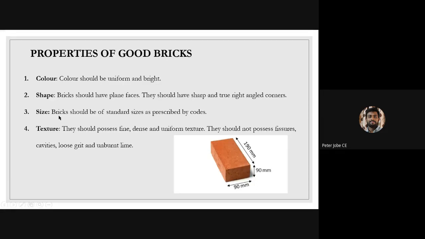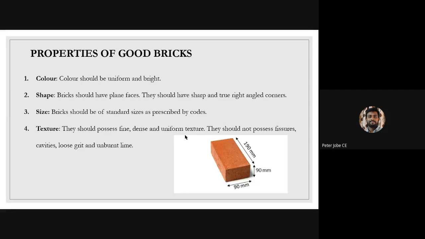So this should be the standard size of a brick, and they should possess a fine, dense, and uniform texture. They should not possess fissures, cavities, loose grit, and unburnt lime. So you can see it should not have any fissures. That means it should not have any cracks. It should not have any cavities where that area is not filled by clay.